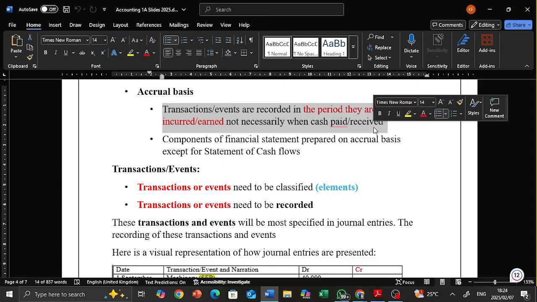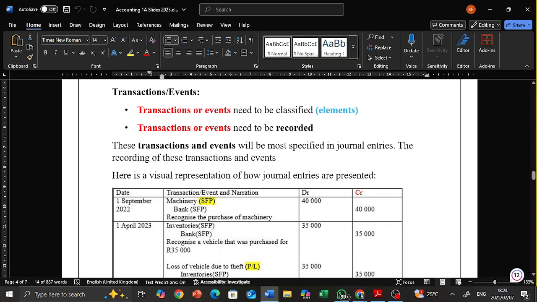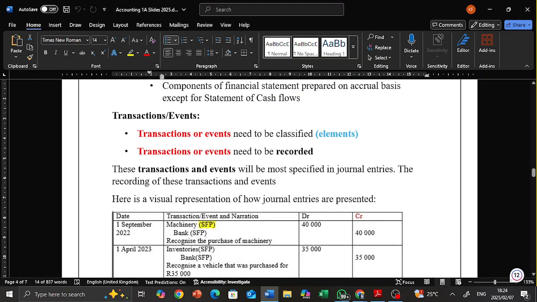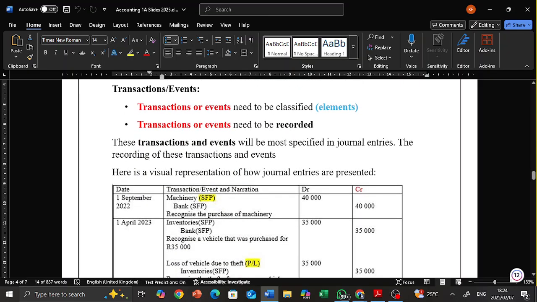When we start expanding, guys, trust me. Okay. Transactions and events. Exactly what I was telling you guys about. Transactions and events are essentially what happens for us to record.